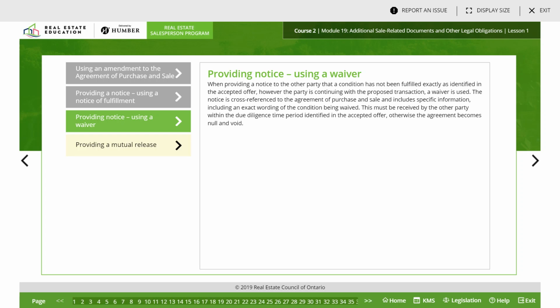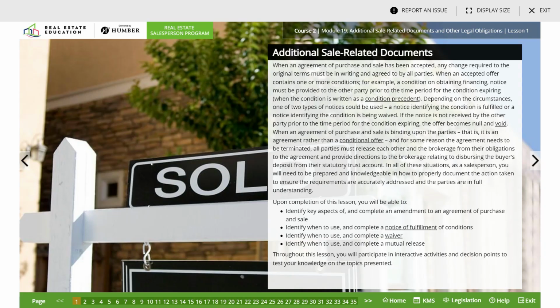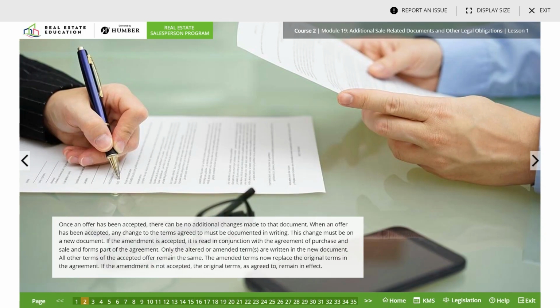Okay, since there's a lot of pages here, we're just going to quickly go through and scan them, see if we can find some good information that we need to know.